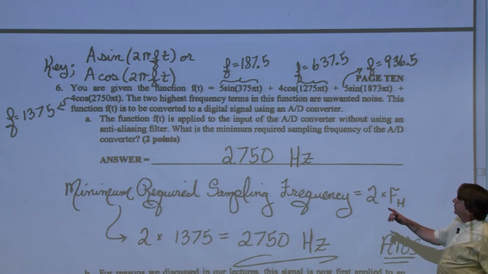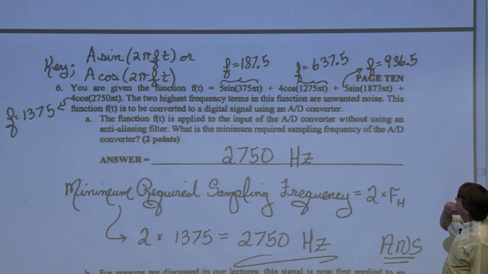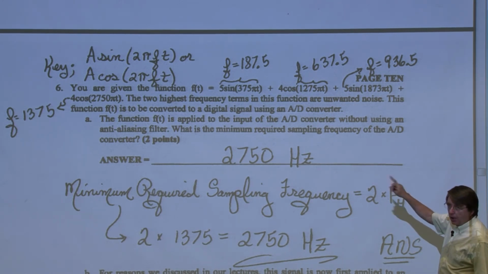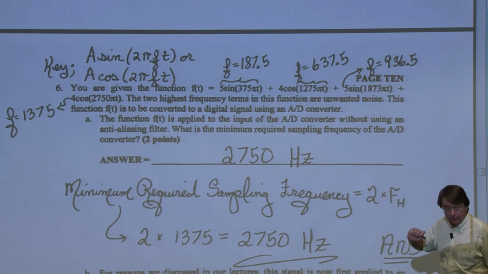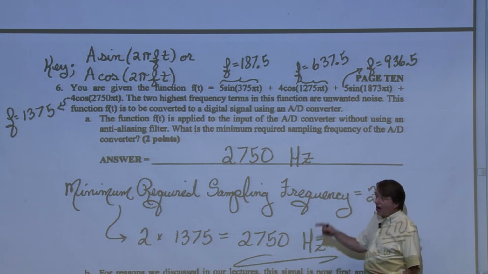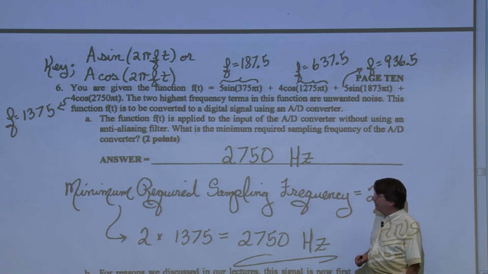So the 2 highest frequency terms are unwanted noise. This function is to be converted to a digital signal using an A to D converter. Now, we apply this signal without an anti-aliasing filter. Not that you would ever do this, but suppose you did or someone else did. So now you put this term f of t into an A to D converter without first using an anti-aliasing filter.